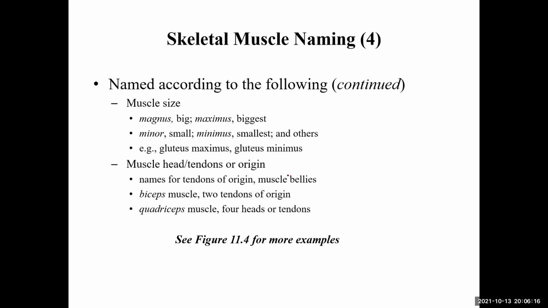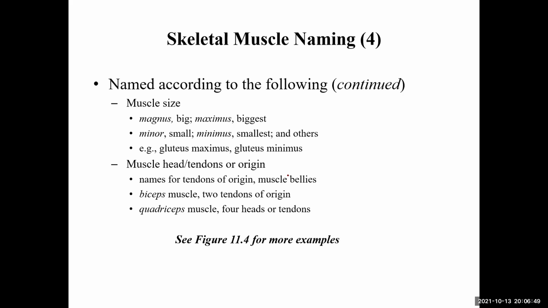All right, muscle size is another method that we use when naming muscles. Gluteus maximus is a great example. That's in the gluteal region, right down by your rear end, and maximus is big. Magnus, again, big. We have a muscle called gluteus medius and gluteus minimus. So minimus is really small, and gluteus medius is somewhere in between. So these names help us to describe the muscle size.